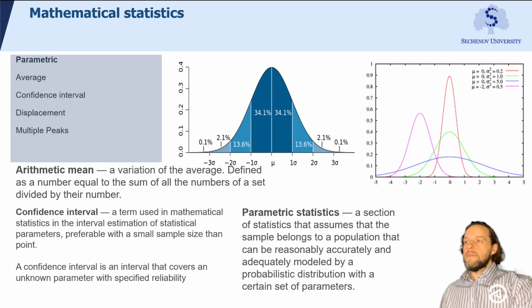Arithmetical mean is a variation of an average. It's defined as a number equal to the sum of the numbers of a set divided by the number of them. And the confidence interval is a term used in mathematical statistics in the interval estimation of statistical parameters, preferable with a small sample size than a point estimate.